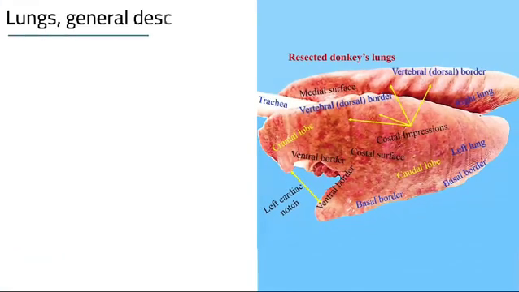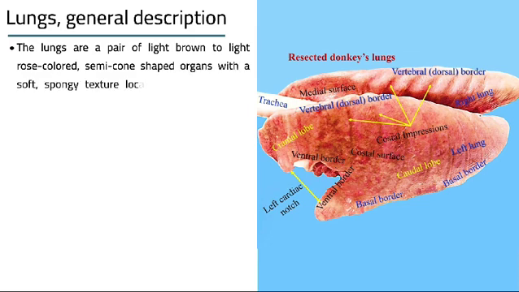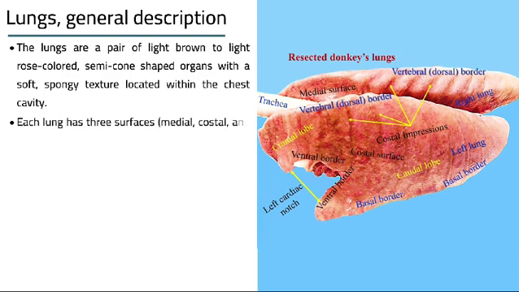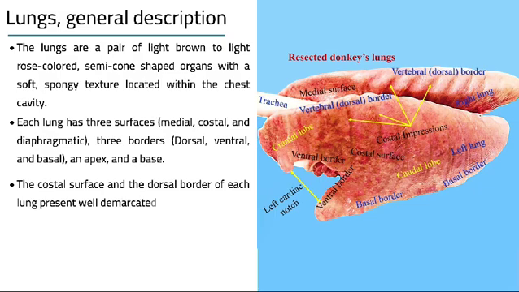Lungs, general description: the lungs are a pair of light brown to light rose-colored, semi-cone-shaped organs with a soft, spongy texture located within the chest cavity. Each lung has 3 surfaces: medial, costal, and diaphragmatic, 3 borders: dorsal, ventral, and basal, an apex, and a base. The costal surface and the dorsal border of each lung present well-demarcated costal impressions.